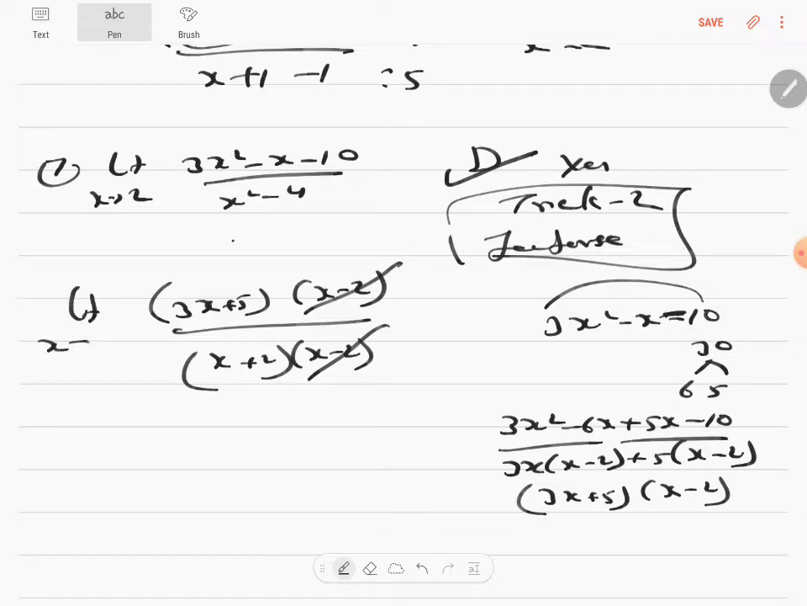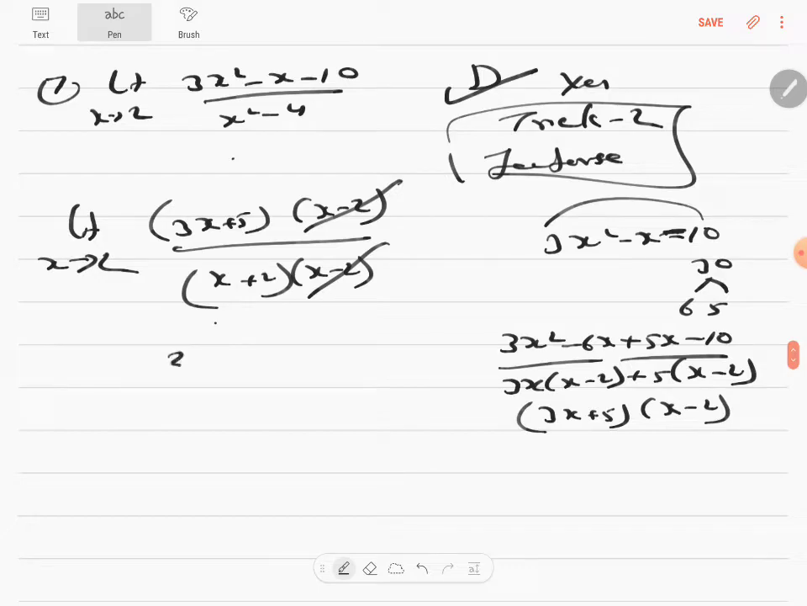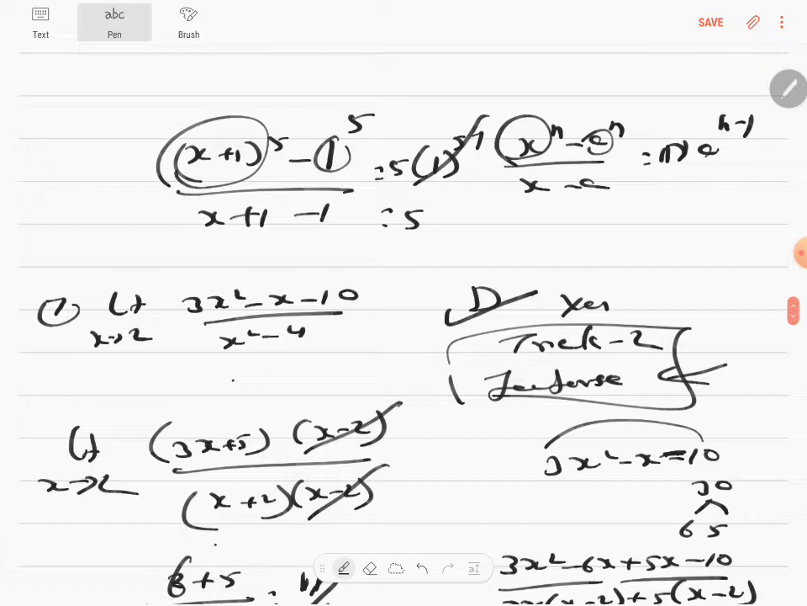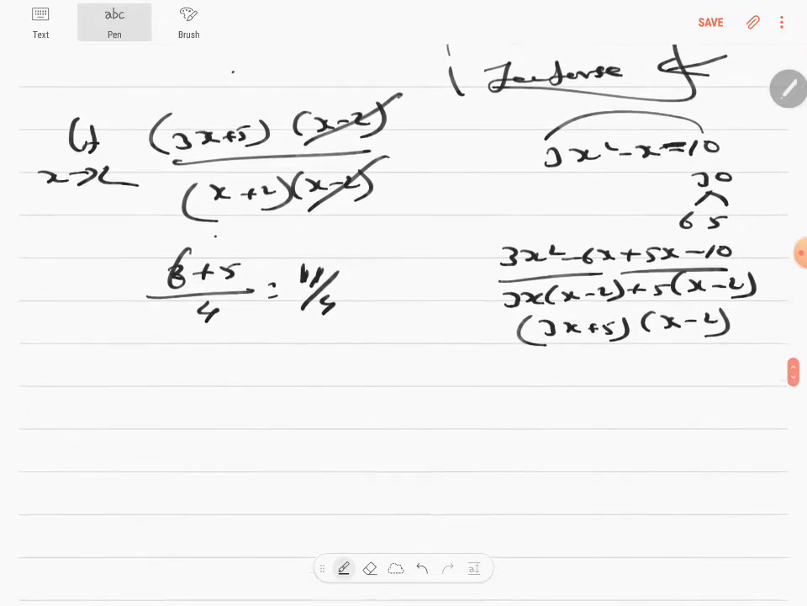Now if you put limit x tends to 2, the denominator is not becoming 0, so direct substitution. So 3 into 2 is 6 plus 5, by 2 plus 2 is 4. So 11 by 4 is your answer. Are you clear? You are bringing it into a format where the denominator is not becoming 0 by factorizing it. Can I go to the next sum?